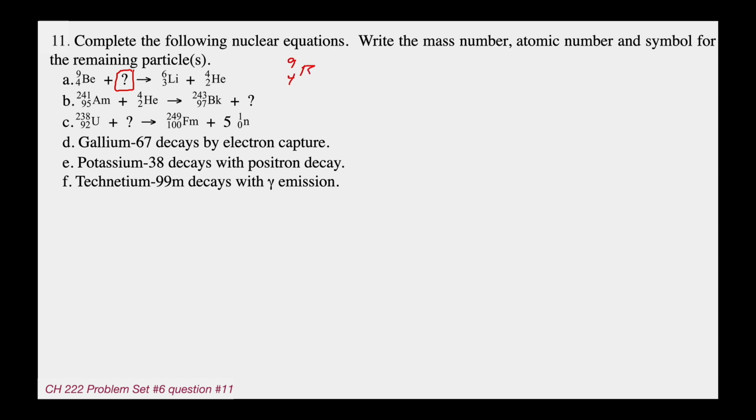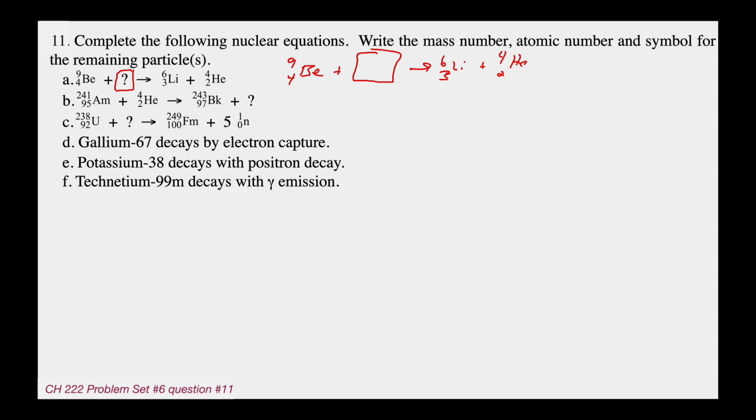So the first one is beryllium-9. It's reacting with something, and I'm just going to leave a blank right there. And on the other side, you have a lithium-6 and a helium-4. So you're trying to figure out what the missing piece is right there. And how you do this, like we talked about in lecture, is you just want to make sure the lower left numbers, the atomic numbers on the reactant side, equal the lower left atomic numbers on the right-hand side.